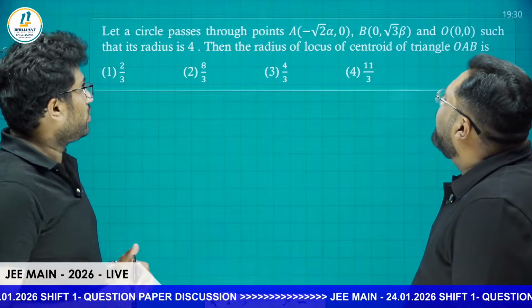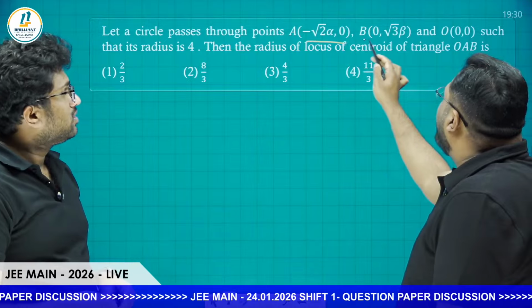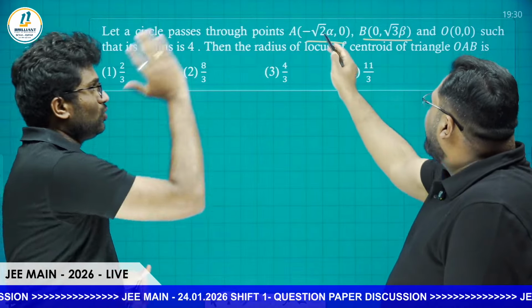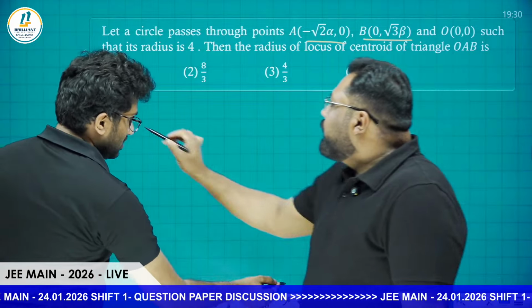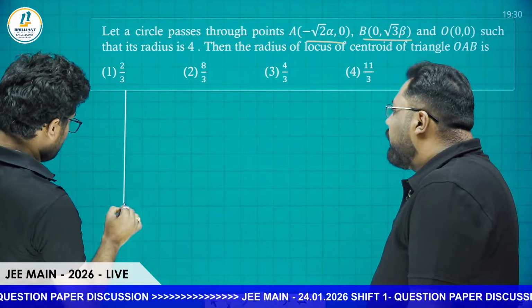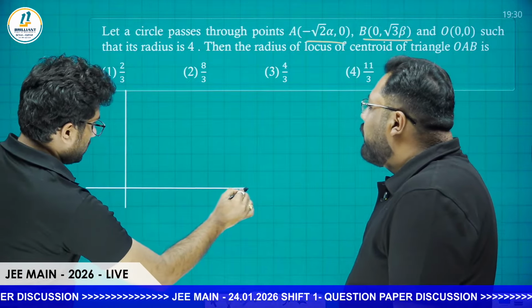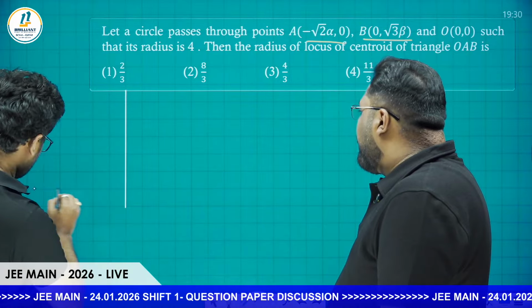Next, again a question from conic sections. A circle passing through 2 points. You can see that the 2 points are on the x-axis and y-axis, and passing through the origin, negative x-axis, positive y-axis. Exactly, sir. So definitely you can draw the circle. Let's take it.